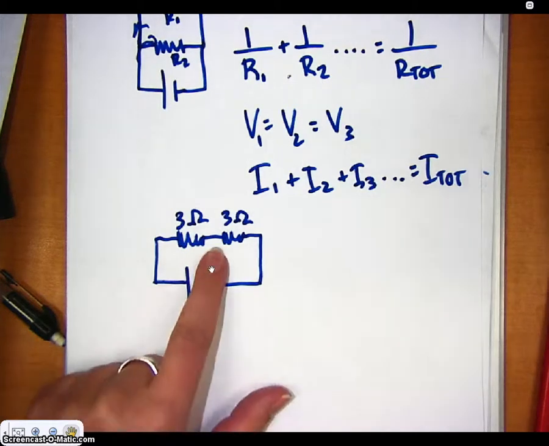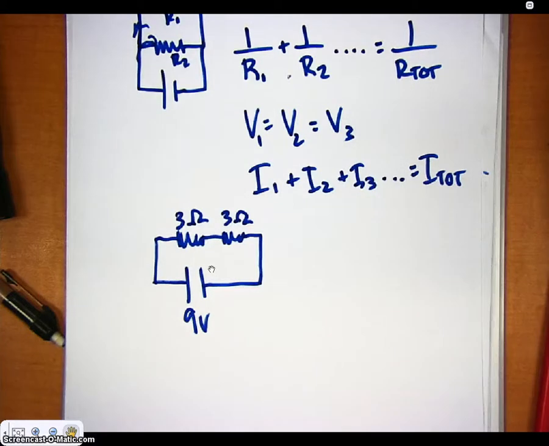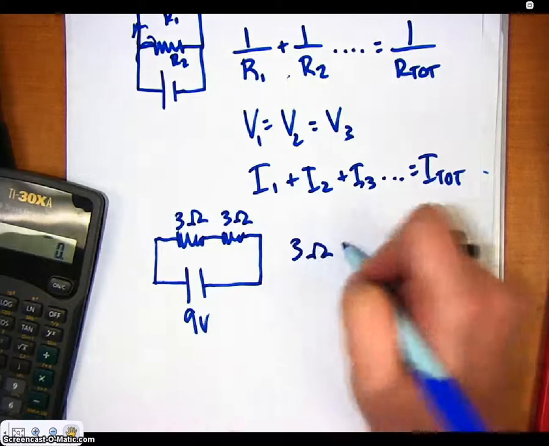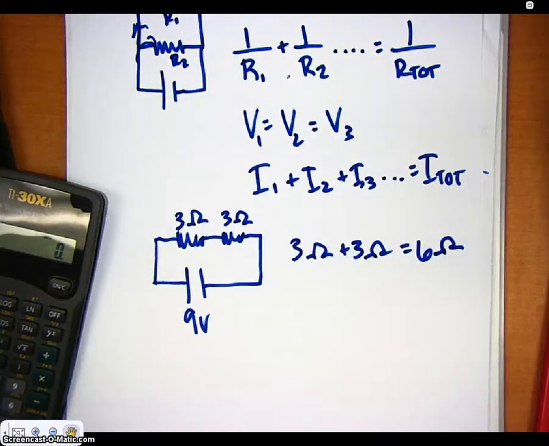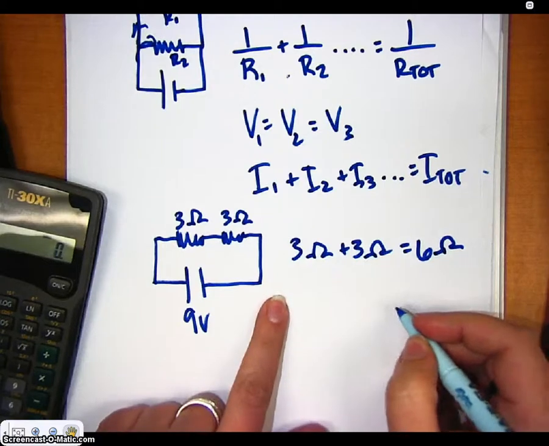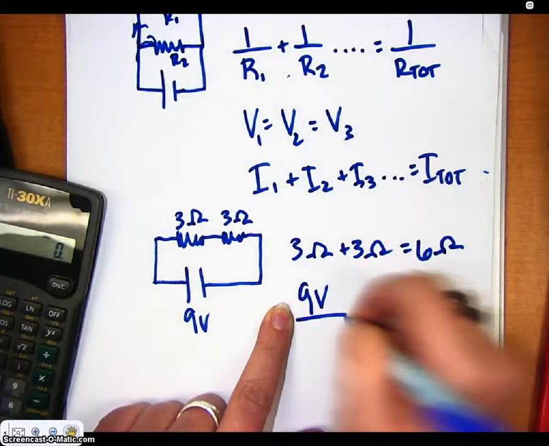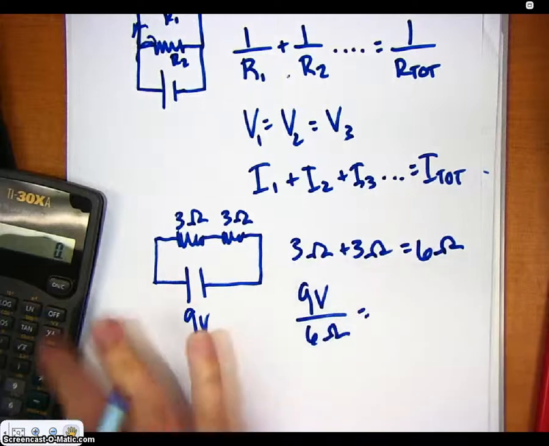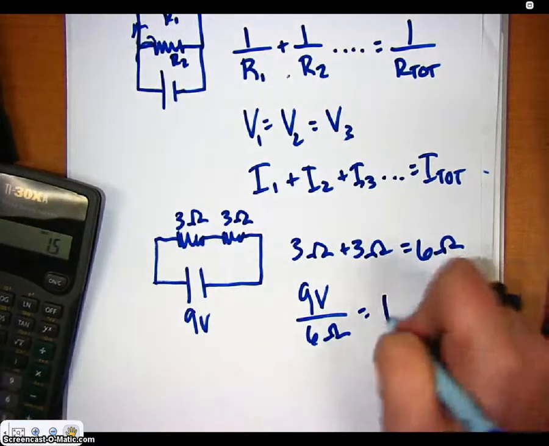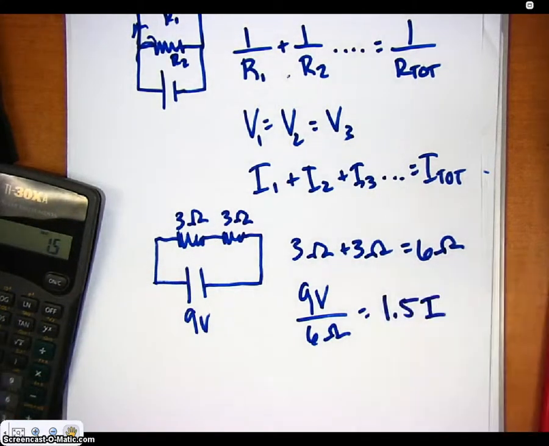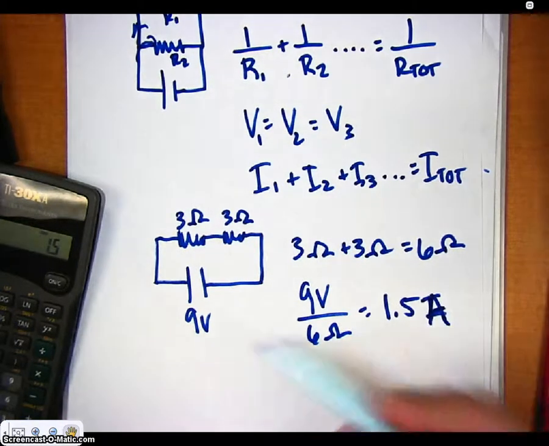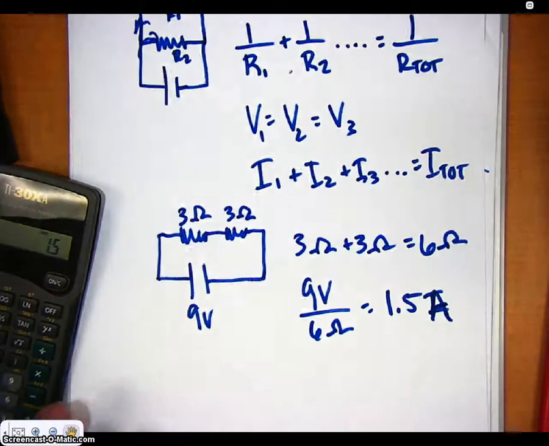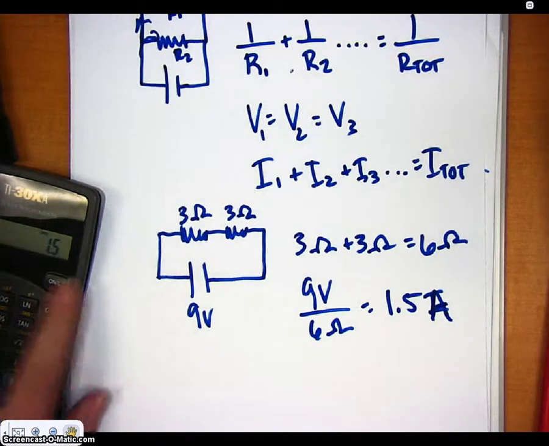So to get total current, I need total resistance. Remember, when they're in series, they just add. So I would have 3 ohms plus 3 ohms equals 6 ohms, which would be the total resistance, right? Then if I wanted to find the total current, I would just take 9 volts divided by 6 ohms. So 9 divided by 6 gives me 1.5 amperes. So anywhere in the circuit, if I were to hook up an ammeter to measure, it would say 1.5 amperes.